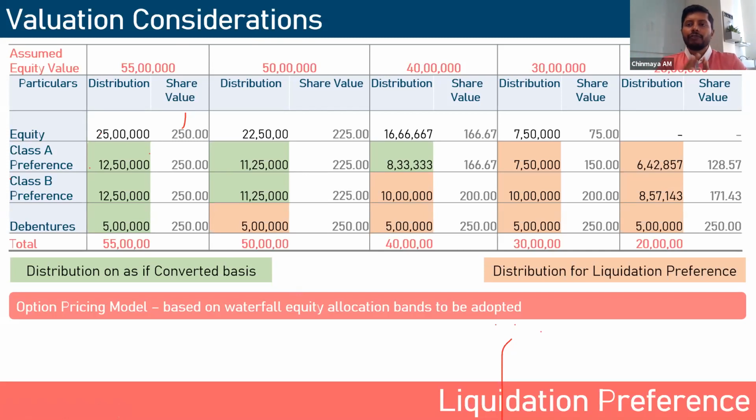So in the case of OPM, we also see, for example, if a company is getting listed, its value may be 55 lakhs. If it does not get listed and some exit happens, then it may be 40 lakhs. If nothing happens and it gets liquidated, then it may be 20 lakhs. That's how the probability and waterfall will be done. In different columns, I've explained it for easier understanding, but practically, that is how OPM is adopted.